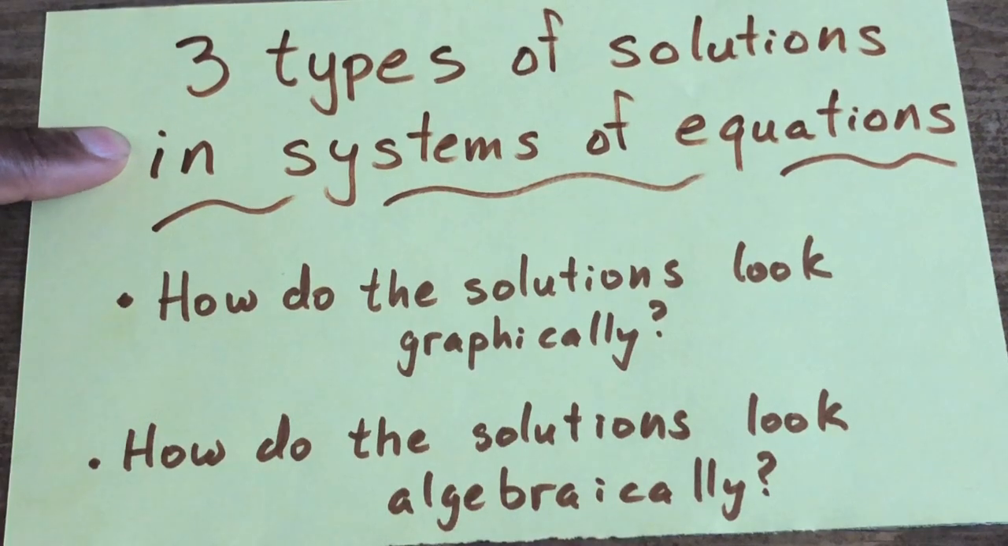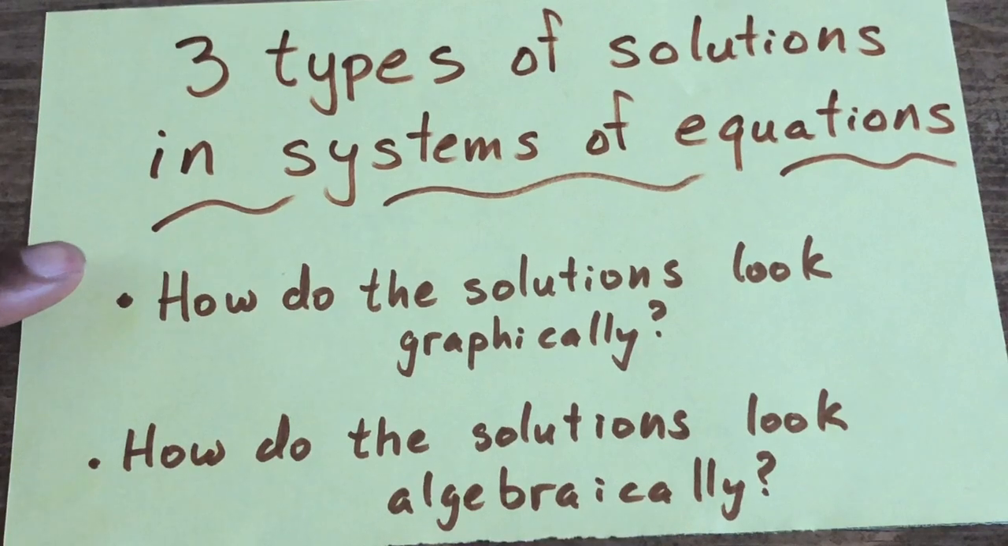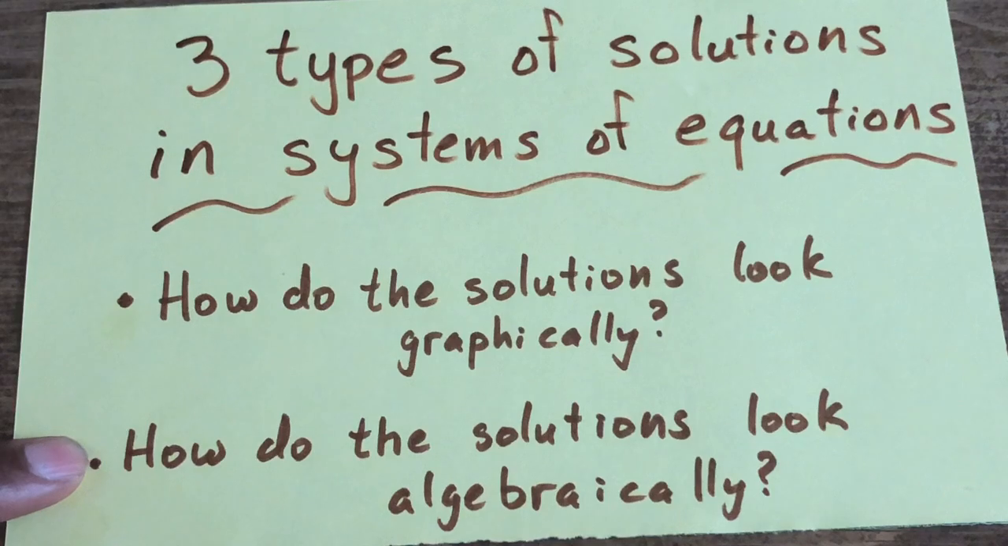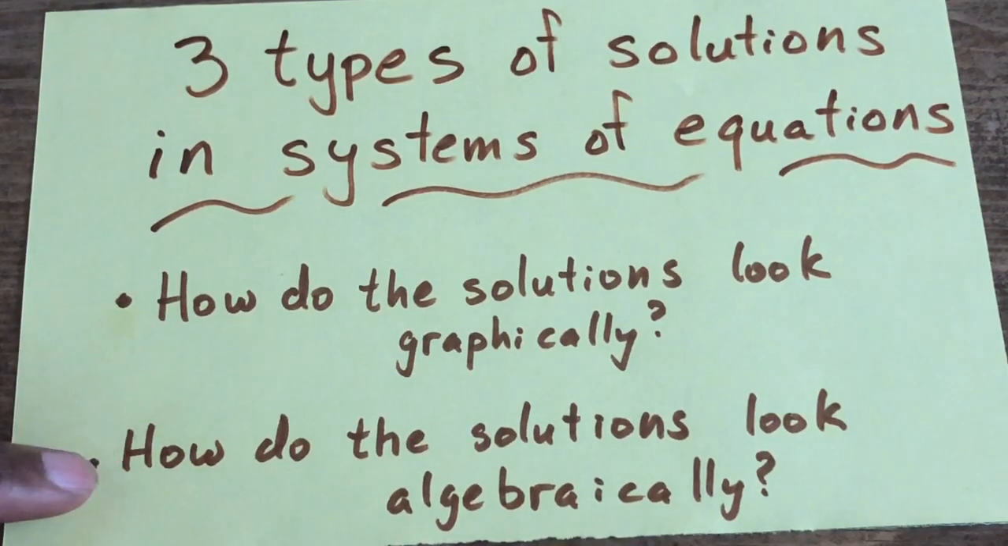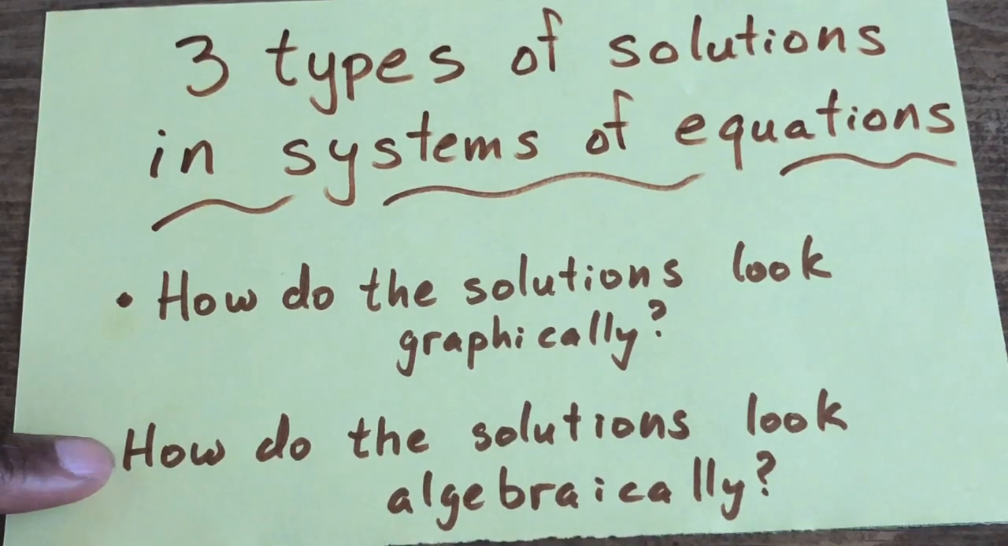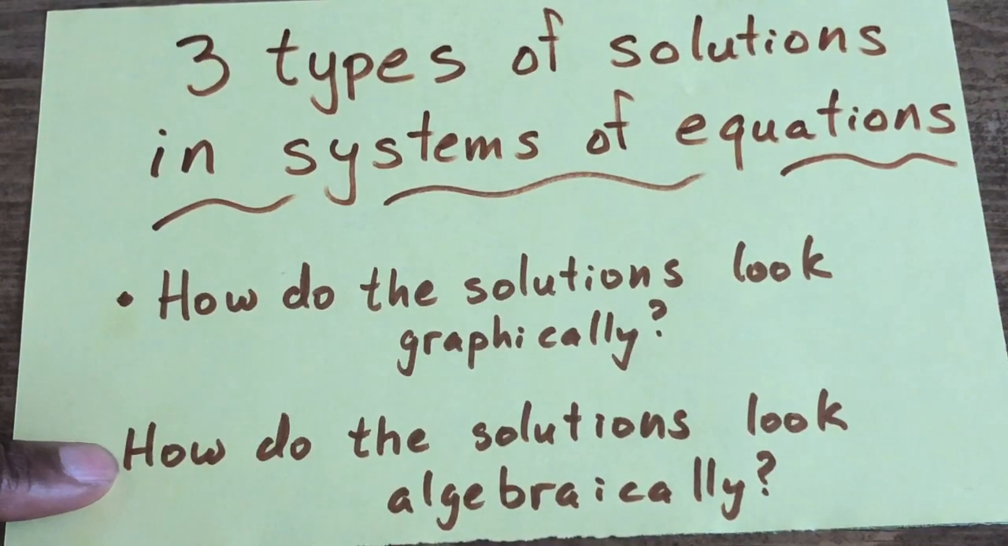Today we're going to talk about the three types of solutions in systems of equations. That's the three different styles of answers that can come out when you're dealing with systems of equations. As we're doing this, I want you to pay attention to a couple of things. One, how do the solutions look graphically? And then, how do the solutions look algebraically, meaning not looking at a graph, just variables and numbers? Well, let's go into it.